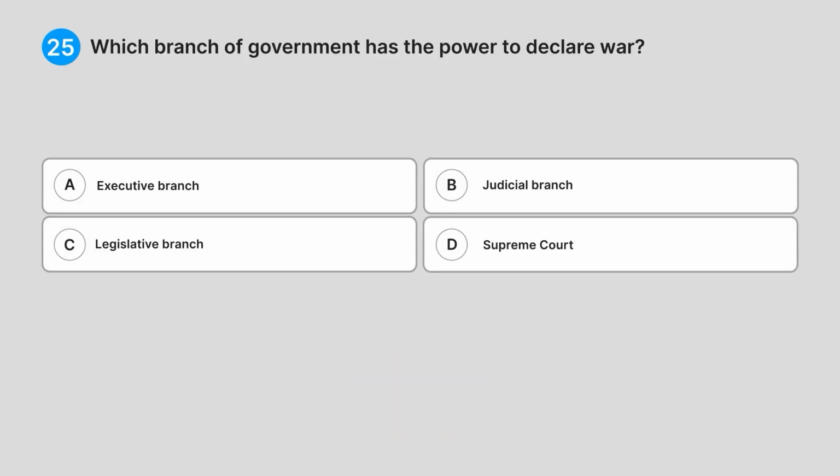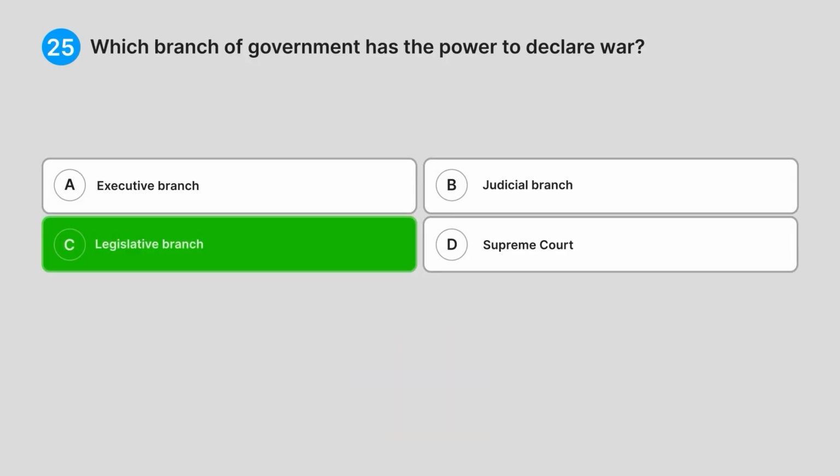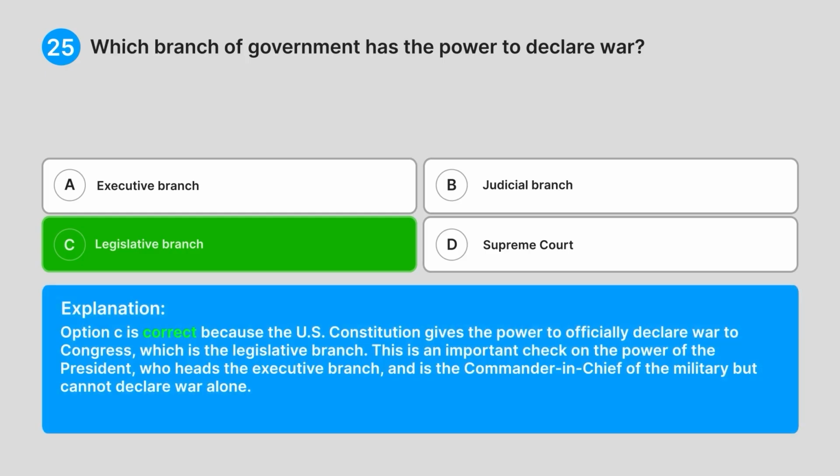Correct answer, C. Legislative branch. Explanation. Option C is correct because the US Constitution gives the power to officially declare war to Congress, which is the legislative branch. This is an important check on the power of the president, who heads the executive branch, and is the commander-in-chief of the military, but cannot declare war alone.